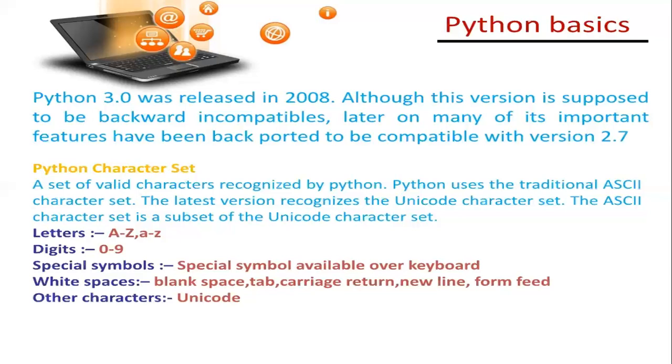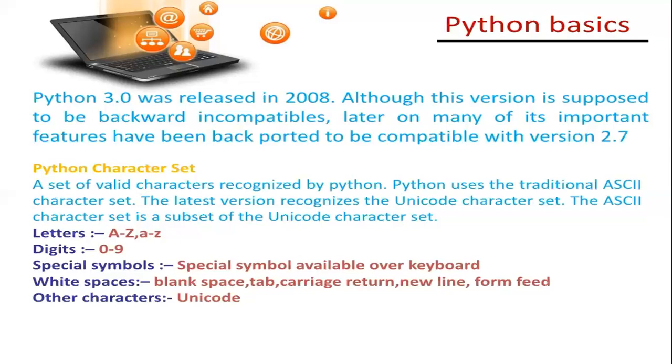Python uses the traditional ASCII character set. You have all studied ASCII in the first class, first chapter. The latest version recognizes the Unicode character set. So the traditional one used to be ASCII, but the latest one is Unicode. The ASCII character set is a subset of the Unicode character set, and Python supports the following character sets that you can see on the screen.